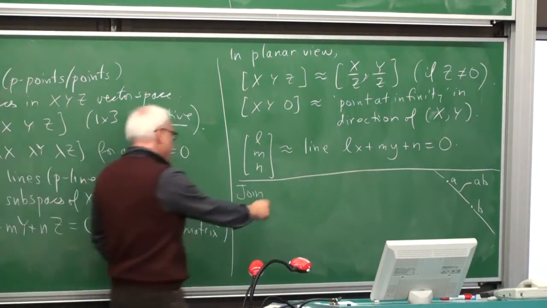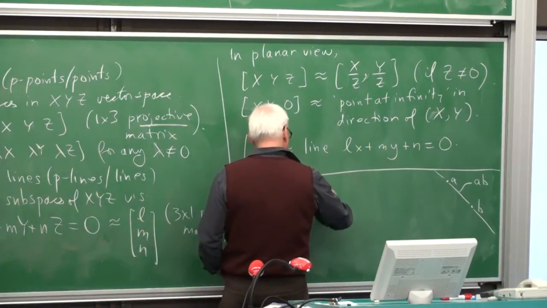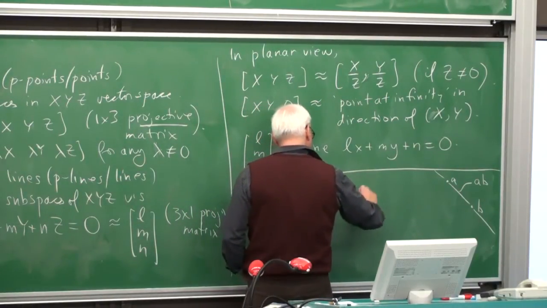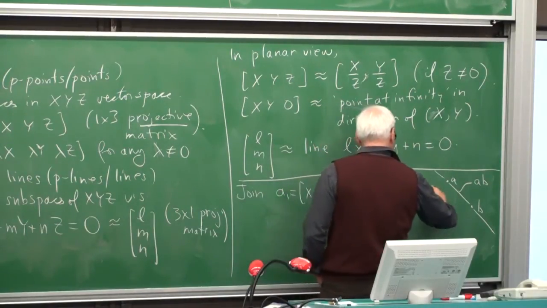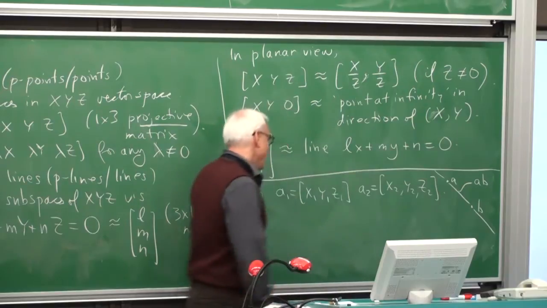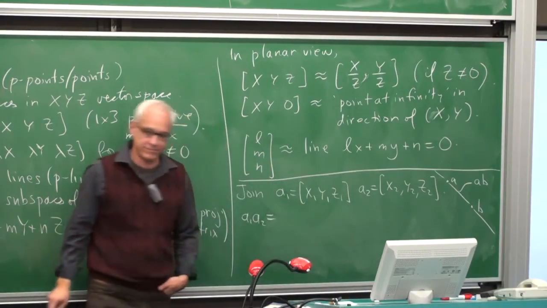Okay, so suppose we have 2 points. Let's write them as A1 equals [x1, y1, z1], and A2 equals [x2, y2, z2]. Then what is the join going to look like?